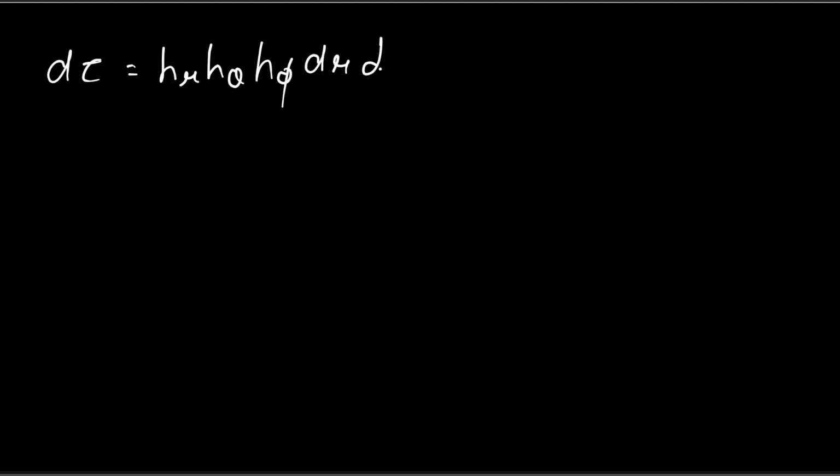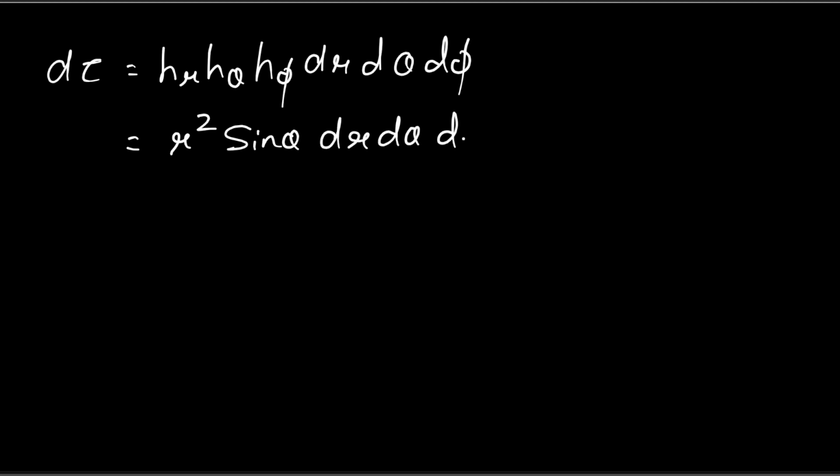And now let's suppose the volume element is interesting. We represent it as d tau, and if I want to make it general, it comes out directly as hr, h theta, h phi, and dr d theta d phi. And if you put all the values, you will get r squared sine theta dr d theta d phi simply.